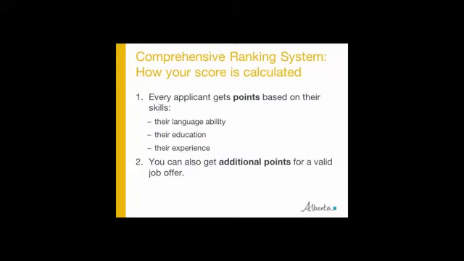Let's talk about how your point score is calculated. First, you can get a maximum of 600 points for your skills, which include your language ability, education, and experience. Second, you can get an additional 600 points for a valid job offer. This means that in total, you can have a maximum of 1,200 points. It also means that a valid job offer is very important and can make a big difference.